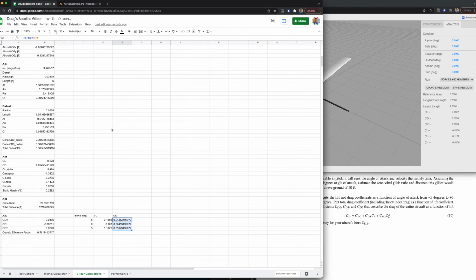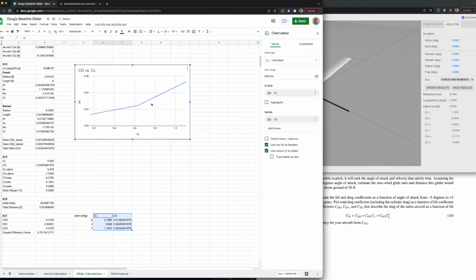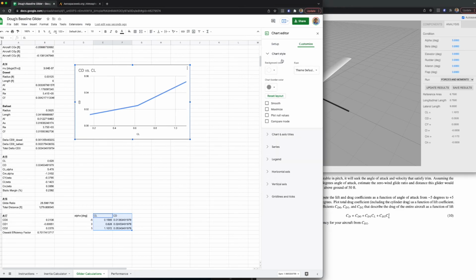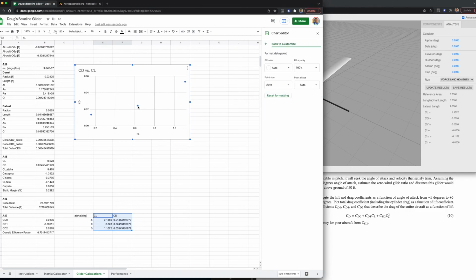In fact, let me just start this over, see how to do that. So if I just highlight these and insert a chart. Okay, so this shows CD, drag, as a function of lift here, and I like to put these because they're really data points. Let's see, we want to do not a line chart, we want to do a scatter chart. There we go. So we've got these 3 data points, boom, boom, boom, and we've got lift on the x-axis and drag on the y-axis.